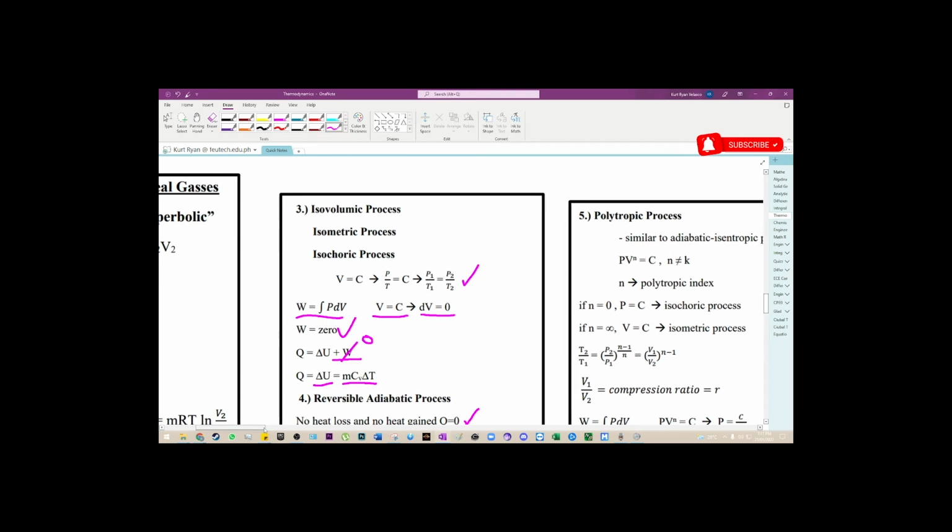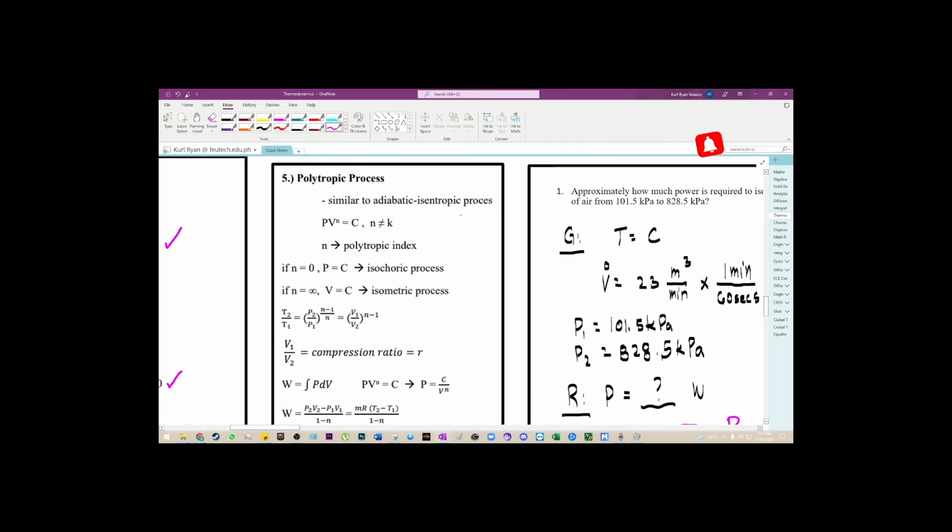So we have here the polytropic process, which is similar to the adiabatic isentropic process. PV raised to n is equal to C. That is now the constant, but remember that n is not equal to k, because k is your adiabatic constant while n is your polytropic index. So be careful with that. We'll be using n mostly here. You'll use k when it is an adiabatic process, and n if it's a polytropic process.